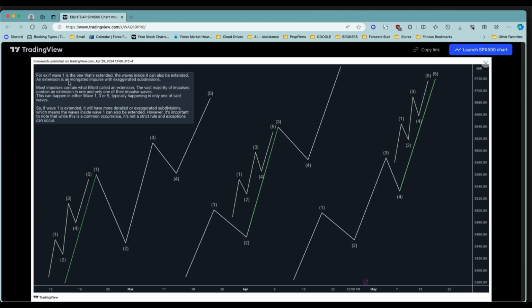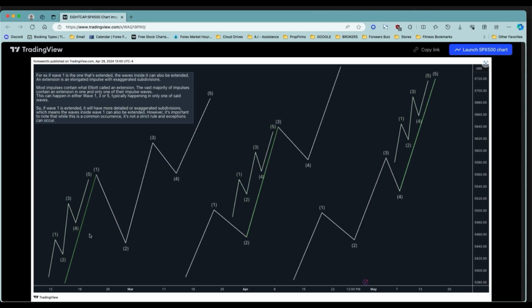An extension is an elongated impulse with exaggerated subdivisions. Most impulses contain what Elliott called an extension. The vast majority of impulses contain an extension in one and only one of their impulse waves. This can happen in either wave 1, 3, or 5, typically happening in only one of said waves.